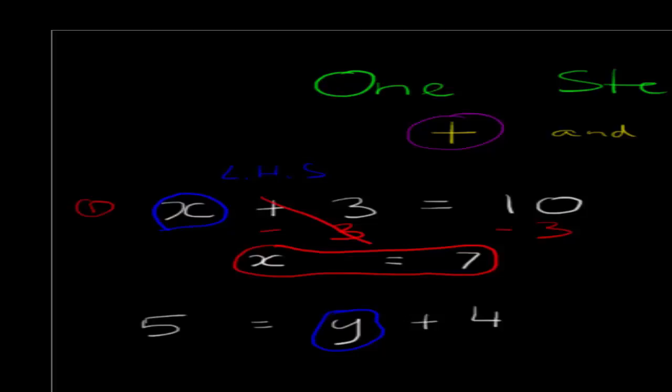So how do we move the plus 4? We'll do the opposite. We'll do minus 4 to both sides. Why? Because plus 4 minus 4 cancels out. Now on the right hand side in this case, we're left with what? We're left with just y.